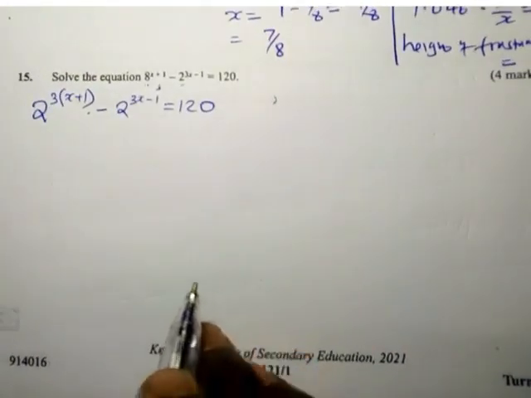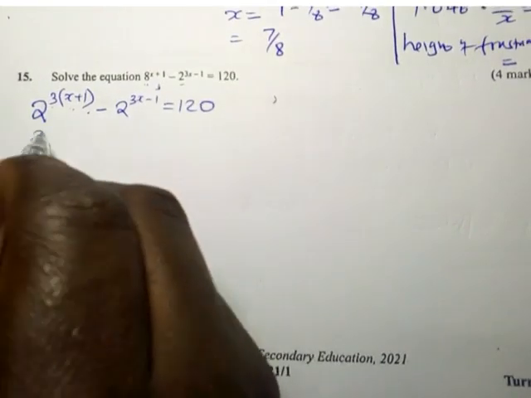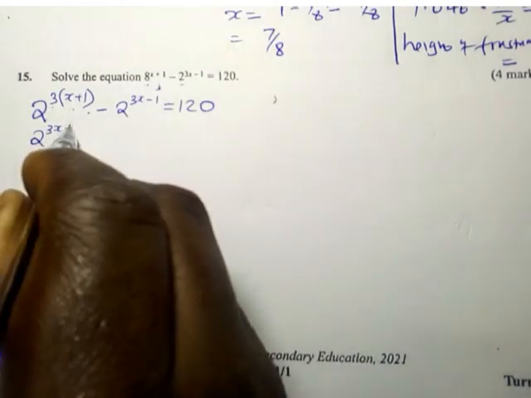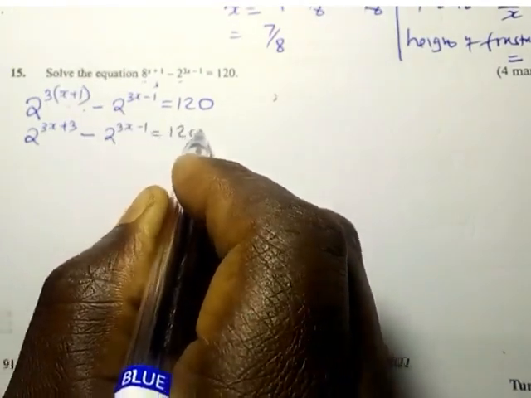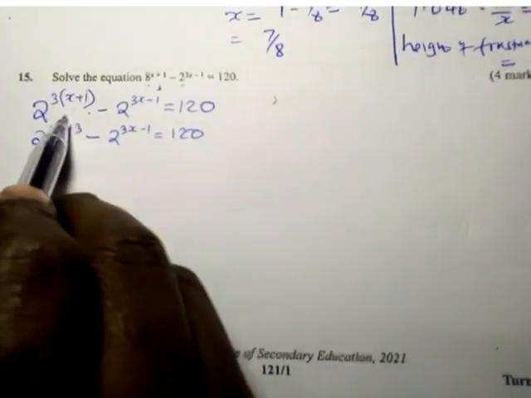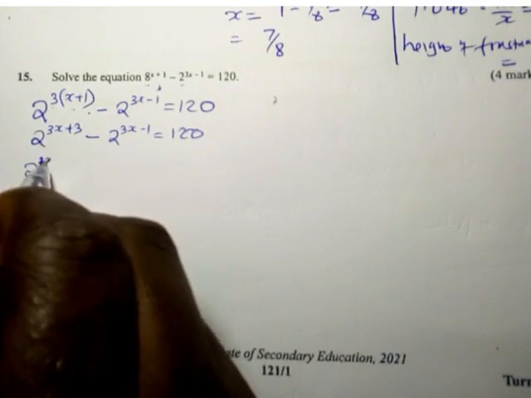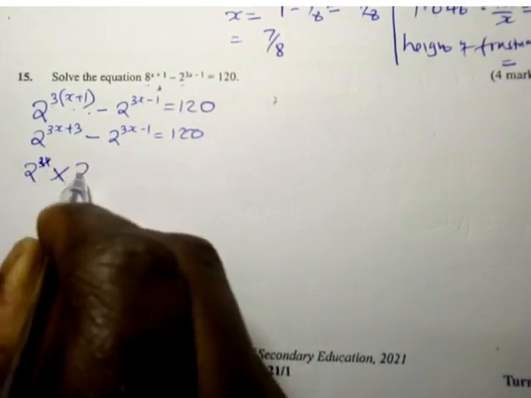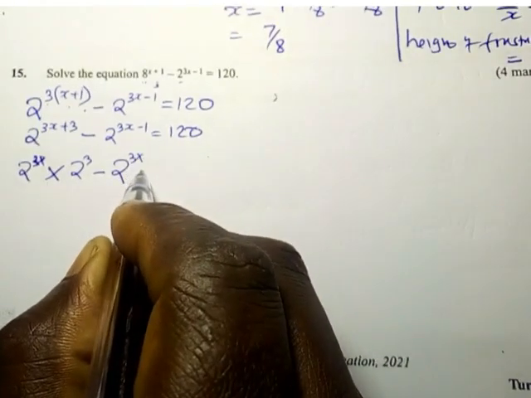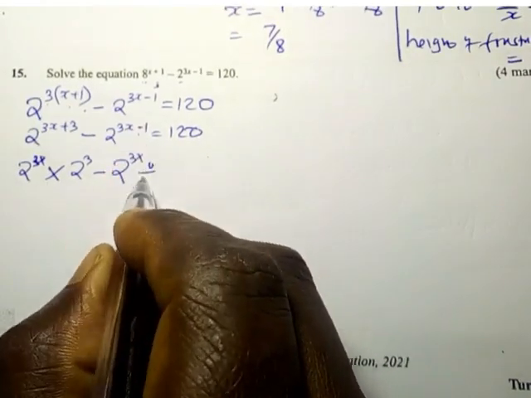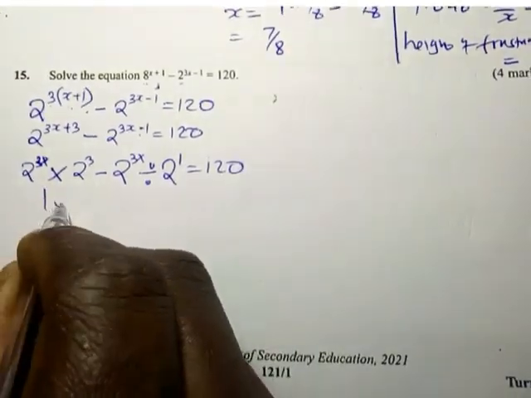Now let us simplify this. This simply means 2 raised to power 3x plus 3 minus 2 raised to power 3x minus 1 is equal to 120. So this simply means 2 raised to power 3x times 2 raised to power 3, minus, which means division, 2 raised to power 1, equal to 120.